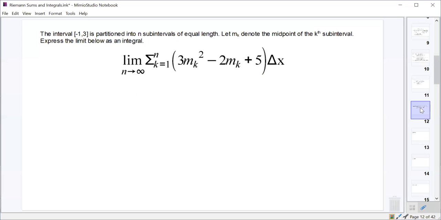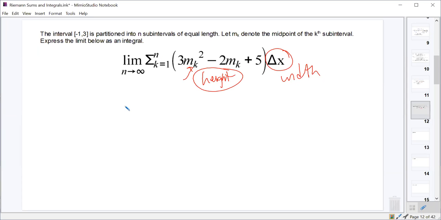So first off, to go from this limit notation into an integral notation is pretty straightforward. Should be pretty easy. We're going to take an interval from -1 to 3, and we're going to partition it into intervals of equal length. And we're going to have m sub k be the midpoint of the kth subinterval, and we want to write this limit. The limit as n approaches infinity of the sum from the first rectangle to the nth rectangle of this. This is the height of our rectangle, times the width of our rectangle.